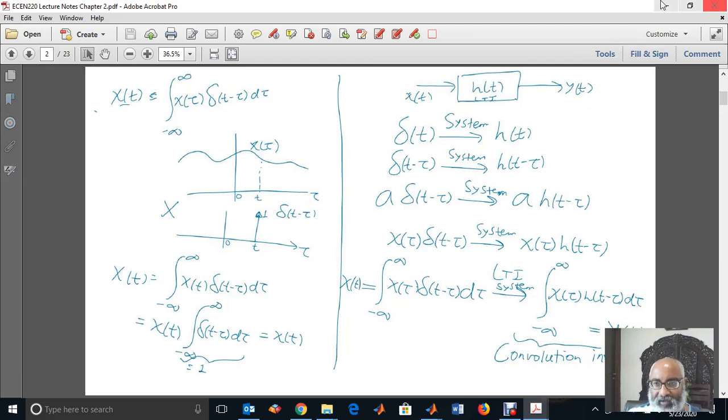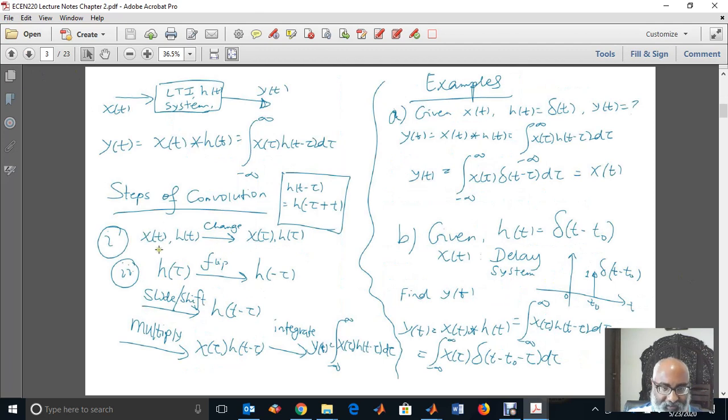Okay, so in general here, if I have Dirac t as input, h of t is the output. Dirac t minus tau as input gives h of t minus tau as output. If I multiply by a times Dirac t minus tau, the output will be a times h of t minus tau. If I multiply by x tau Dirac t minus tau, it will be x tau h of t minus tau. Then if I integrate, which will give me the input signal x of t on the left side, on the right side I have the integration of this, which will give me the output, and which we call the convolution integral.